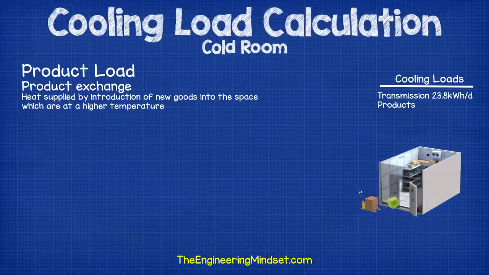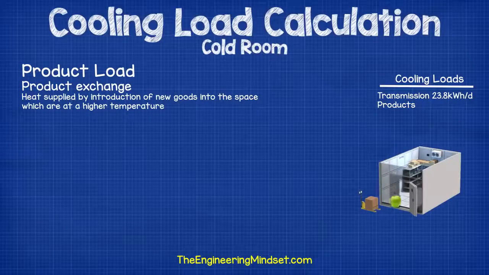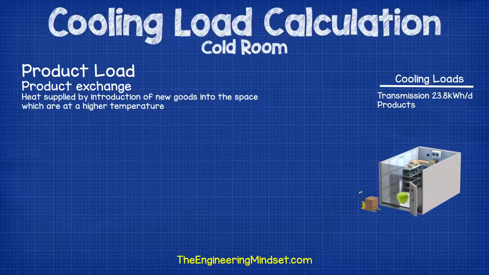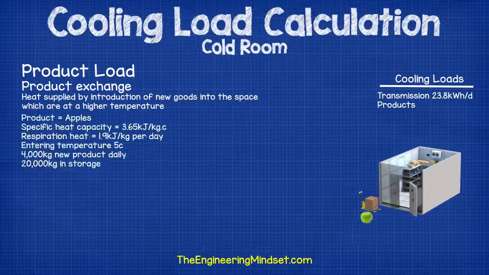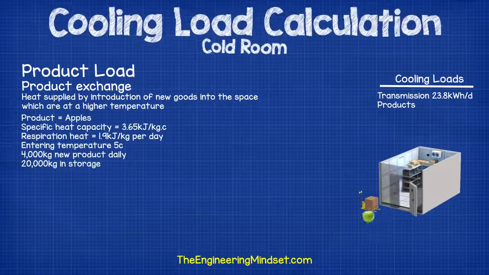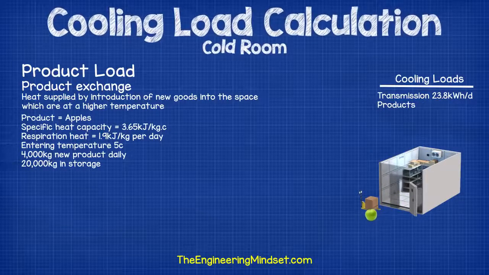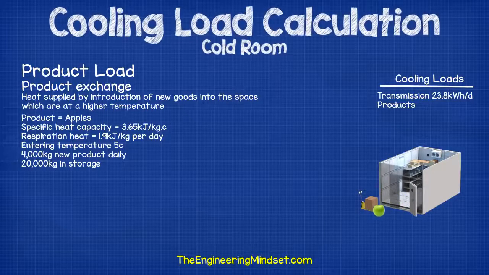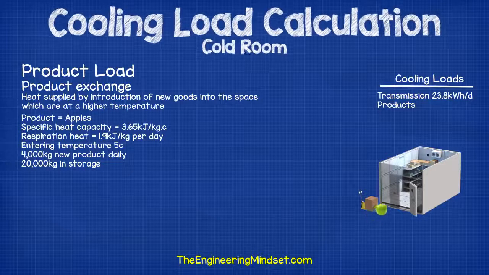Next, we will calculate the cooling load from the product exchange, that being the heat brought into the cold room from new products entering which are at a higher temperature. For this example, we'll be storing apples. Now you can look up the specific heat capacity of the apples, but do remember, if you're freezing products, then the products will have a different specific heat when cooling, and then for freezing, and then for subcooling. So you'll need to account for this also. But in this example, we're just cooling apples.